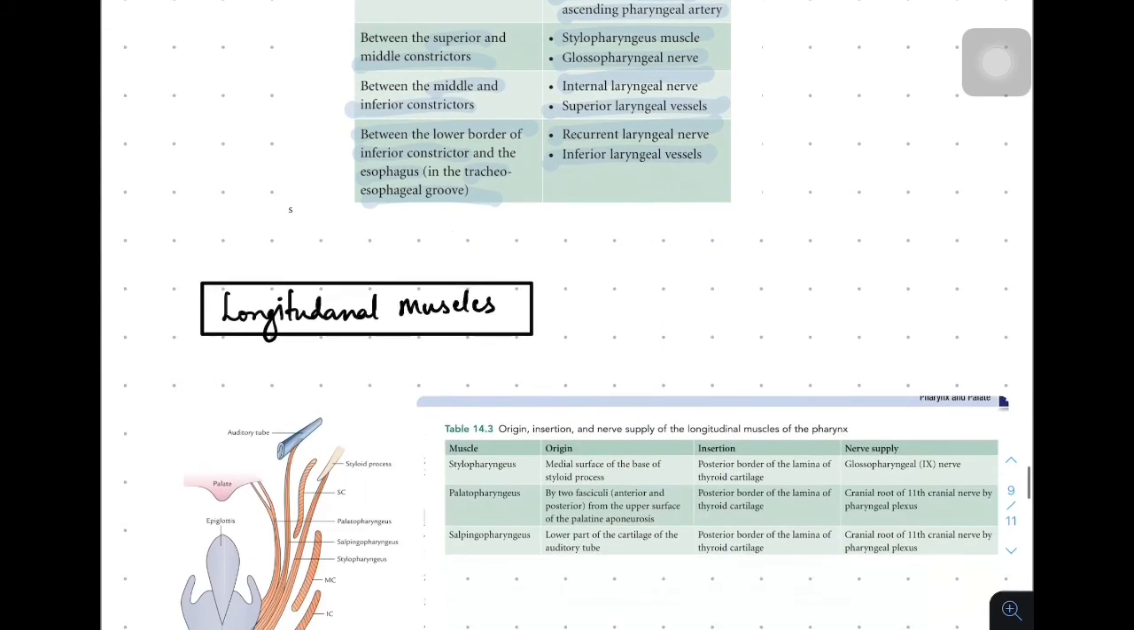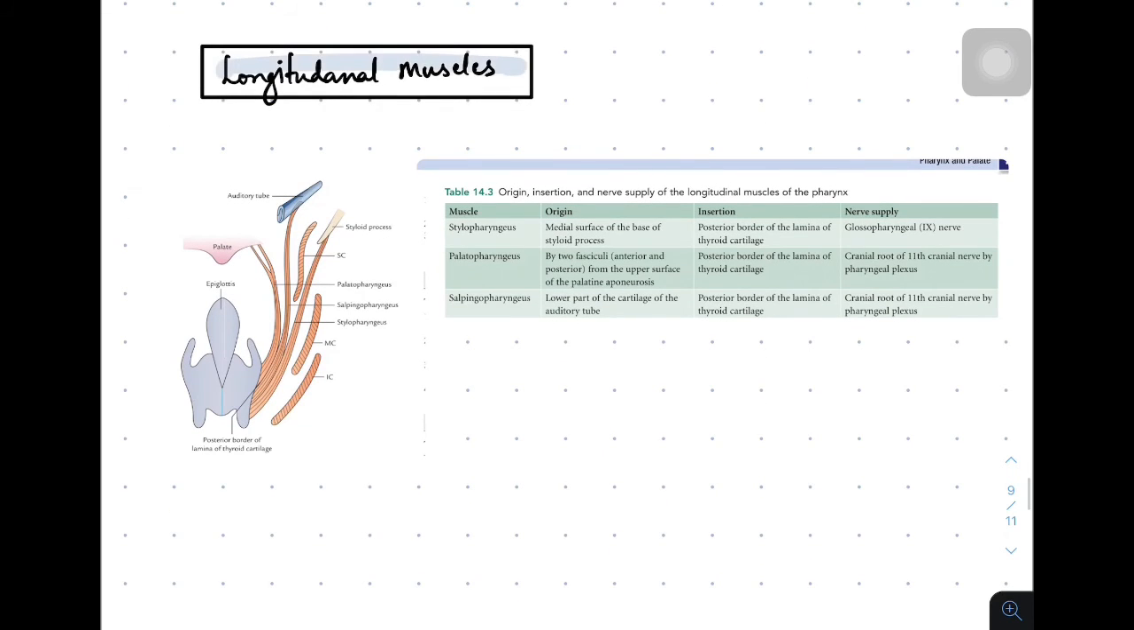Now we will talk about the longitudinal muscles. They are three in number: stylopharyngeus, palatopharyngeus and salpingopharyngeus. The origin of stylopharyngeus is from the styloid process, and it inserts onto the posterior border of the lamina of thyroid cartilage. I told earlier that all three of these attach to the posterior border of the thyroid cartilage. Now supply, as I mentioned earlier, is the glossopharyngeal nerve.